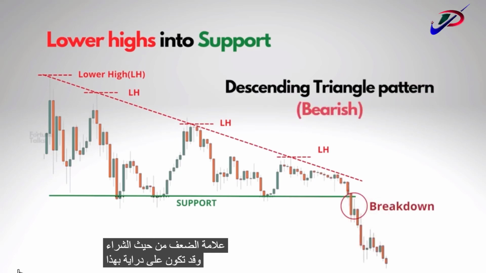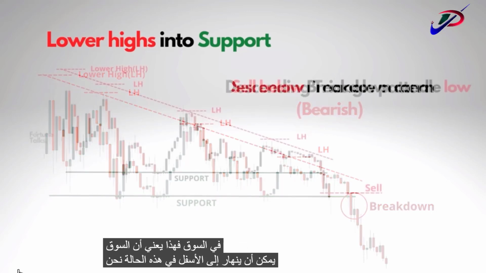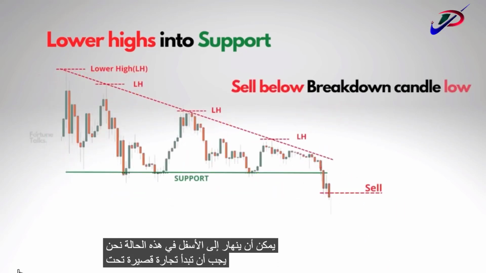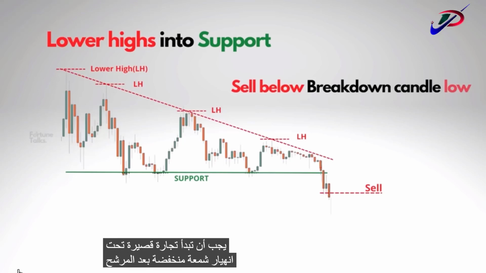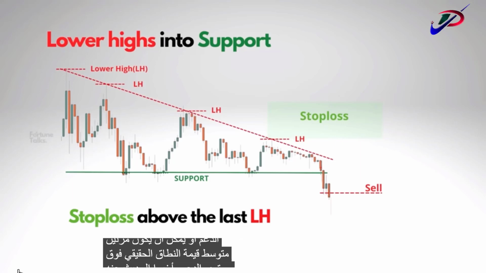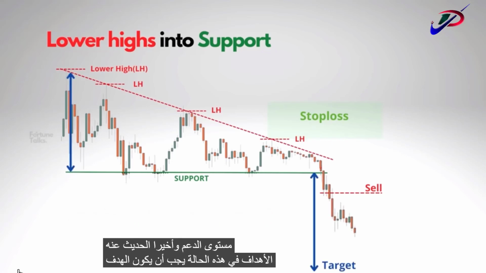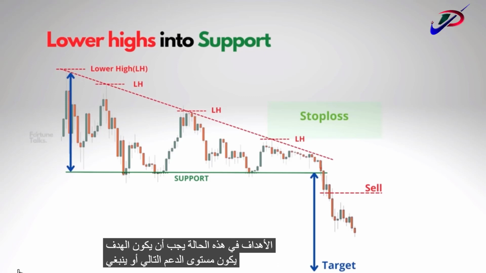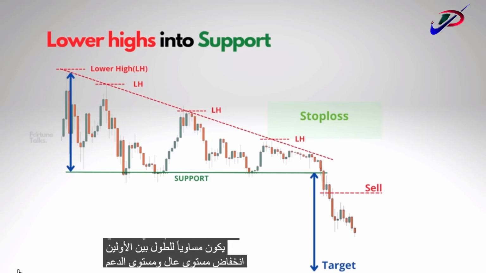And you might be familiar with this chart pattern called the descending triangle. So if you spot such a pattern in the market, it means that the market could break down lower. In this case, we should initiate a short trade below the breakdown candle low after the candle closes below the support level, just for confirmation. The stop loss can be kept above the last lower high into the support, or it can be 2 times the average true range value above the support level. And finally, talking about the targets, in this case, target should be the next support level, or it should be equal to the length between the first lower high level and the support level projected below the support level.